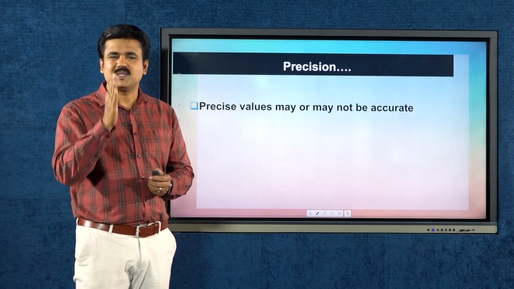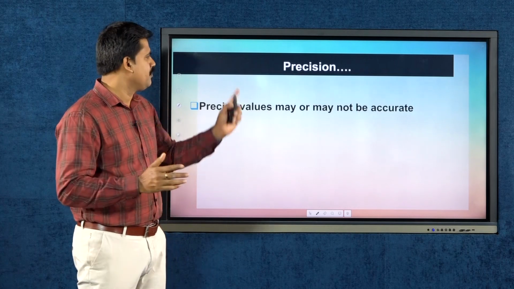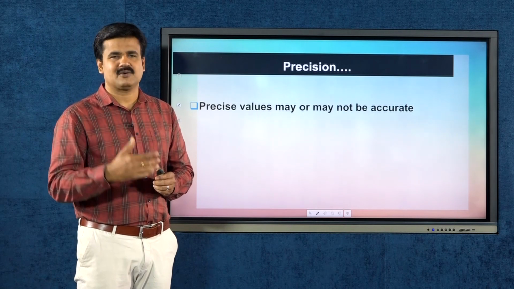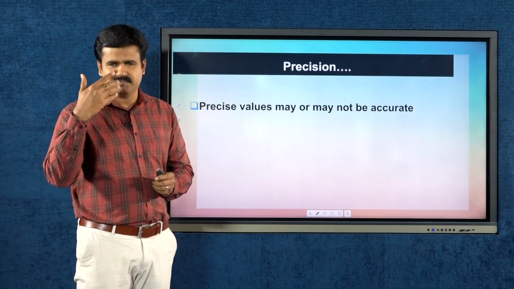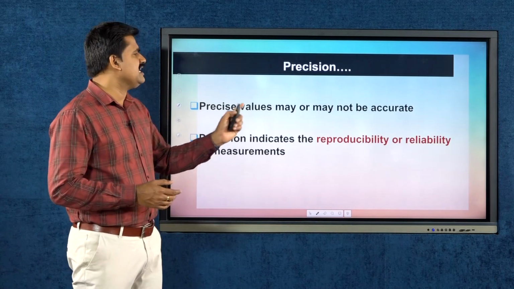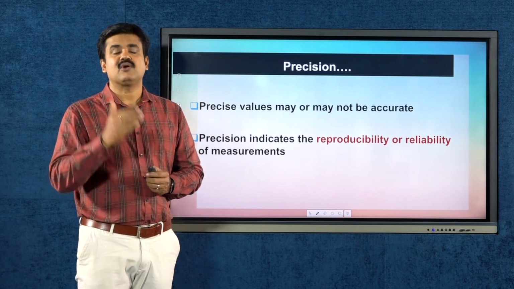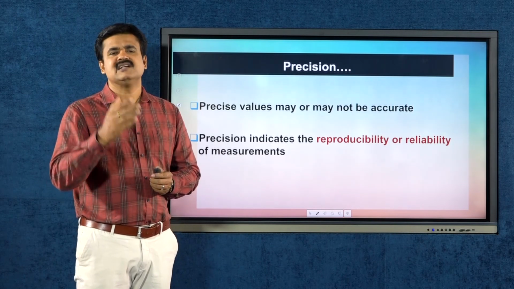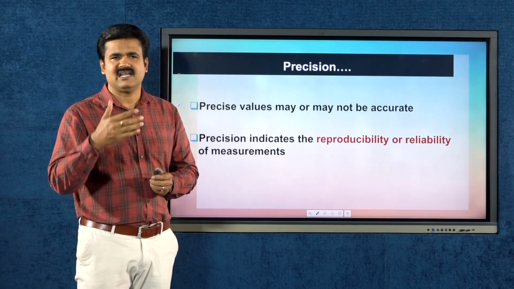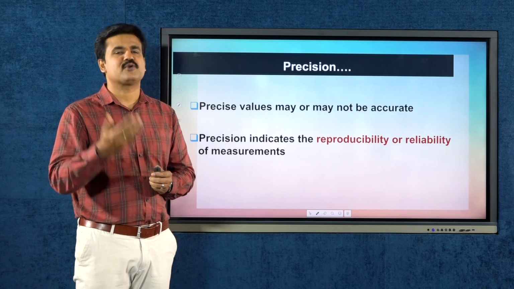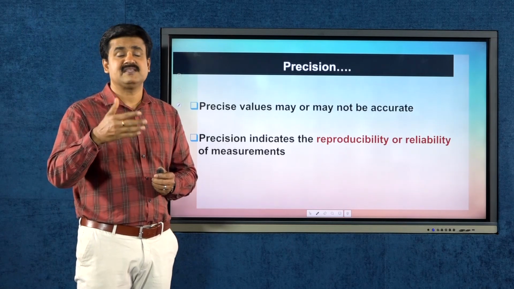So, you have to keep the most important point in your mind, that precise values may or may not be accurate. Sometimes it may be accurate, sometimes it may not be accurate. That is about the concept of precision. Now, precision indicates the reproducibility or reliability of measurements. This point is also important, reproducibility. Suppose I measure once by using an instrument. If I repeat the experiment and get the same value, then there is reproducibility, and the instrument is said to be more reliable.